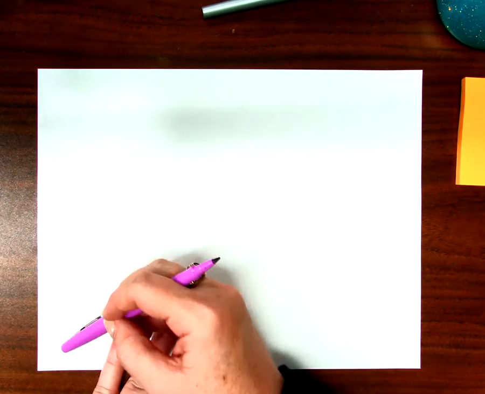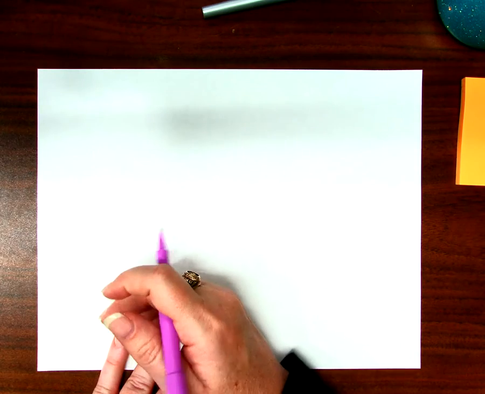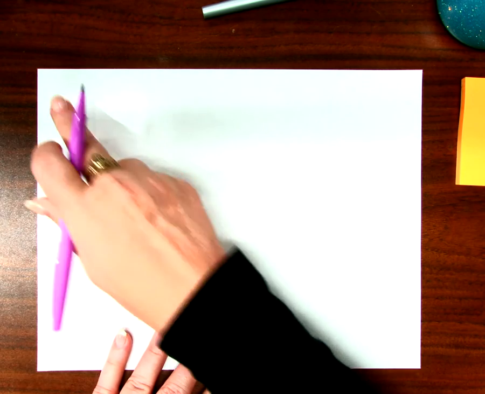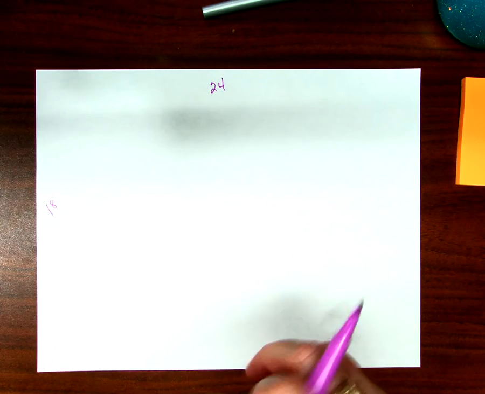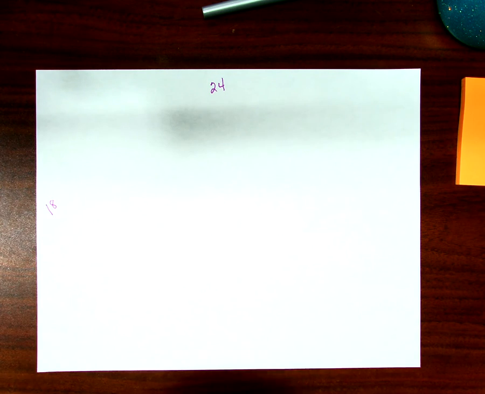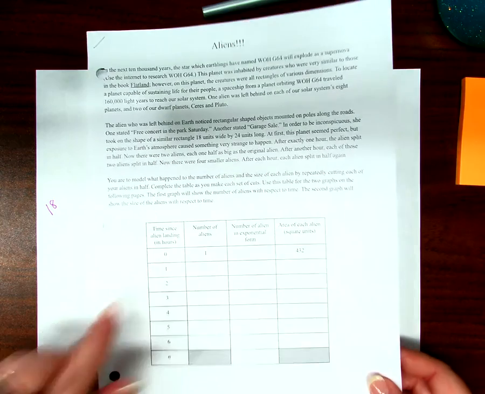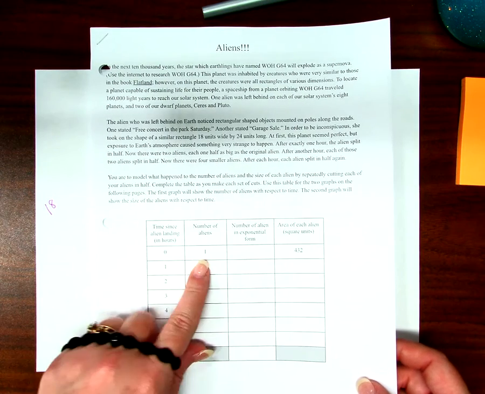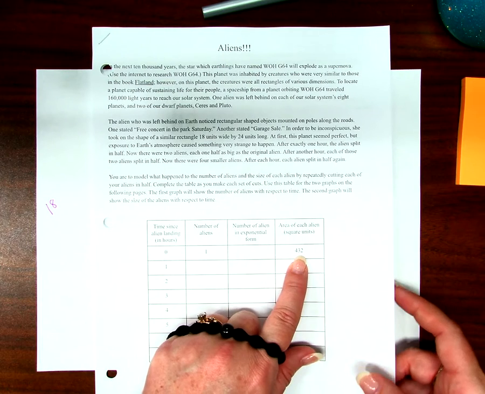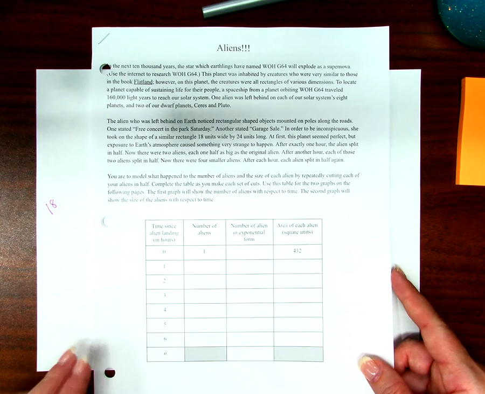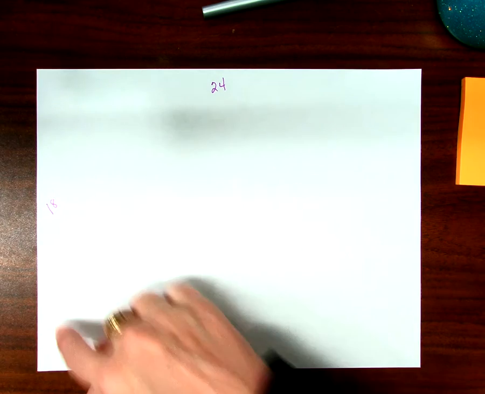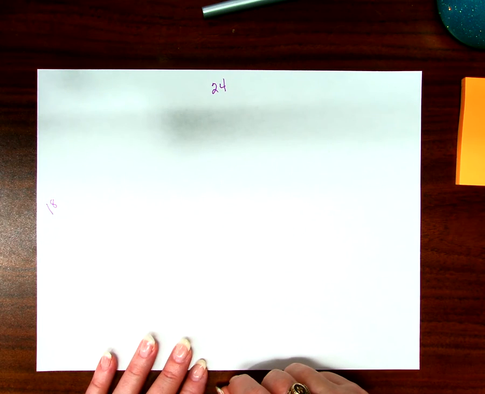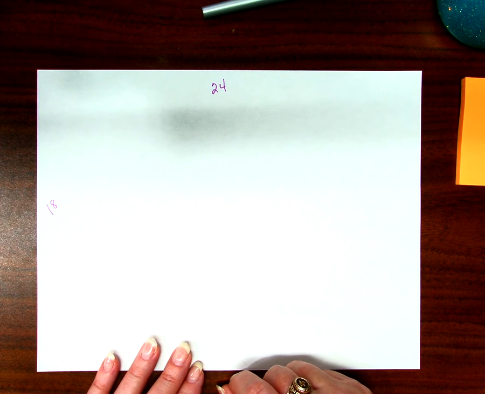Okay? But what are we going to write on this before we even start? What's the length of this? What are we going to say the length is? 18. And what's the length of this? 24. So we want to identify that so that we can figure stuff out as we go. Okay? So, when the alien first landed, there was 1 alien, and the area of the alien was 432. Where in the world did they get that? 18 times 24, right?